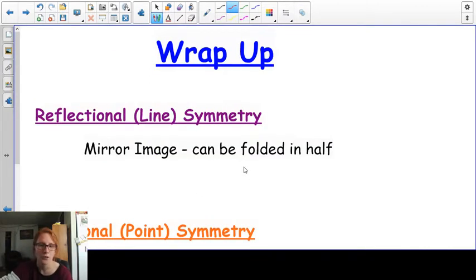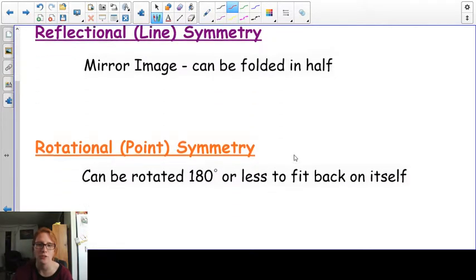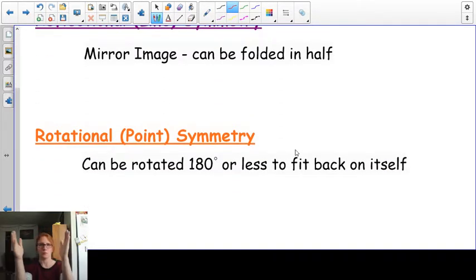Okay, so reflectional or line symmetry is a mirror image, so that's where it can be folded. There. That means it can be folded in half, same on each side. Rotational symmetry is something I can spin. I'll have to do a bad example, like my notebook. I can spin it.